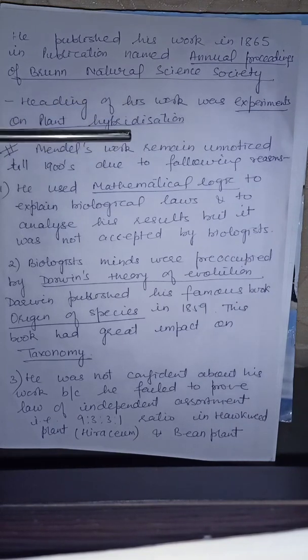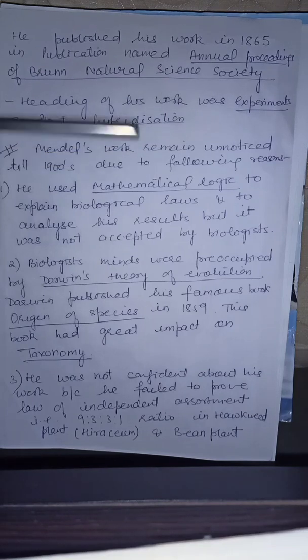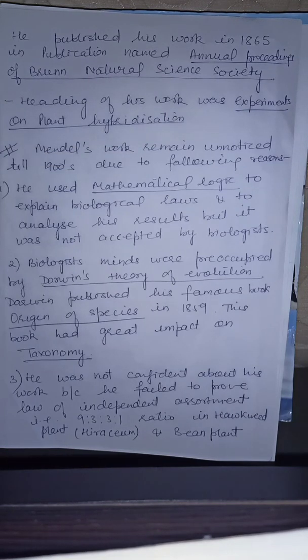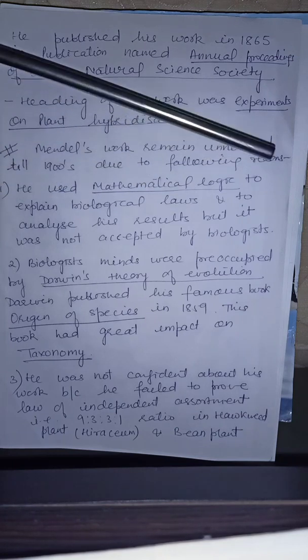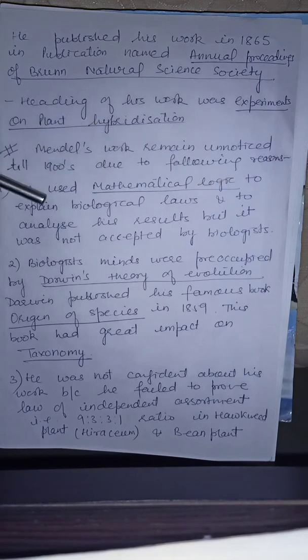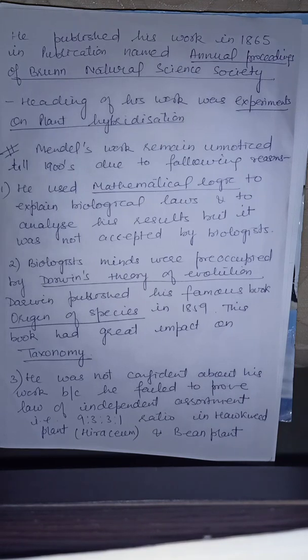Mendel's work remained unnoticed till 1900 due to the following reasons. He printed his work in 1865, but it went unnoticed for many reasons. First, he used mathematics in biology, and this was not acceptable to the scientists at that time. He used mathematical logic to explain biological laws and to analyze his results, but it was not accepted by biologists. Second, biologists' minds were preoccupied by Darwin's theory of evolution, which was given at the time of Mendel.